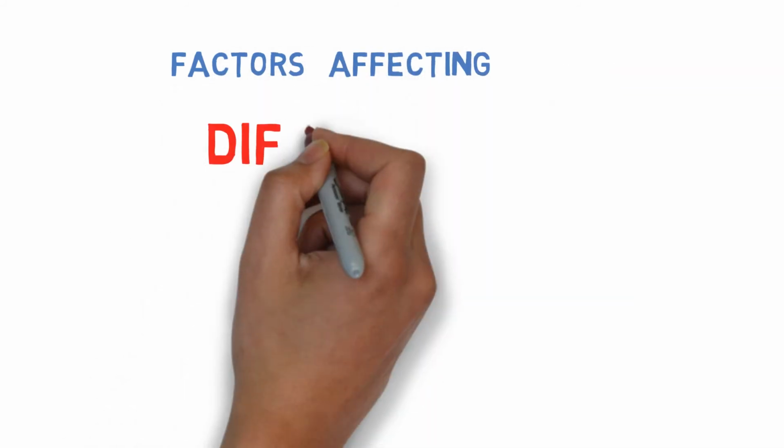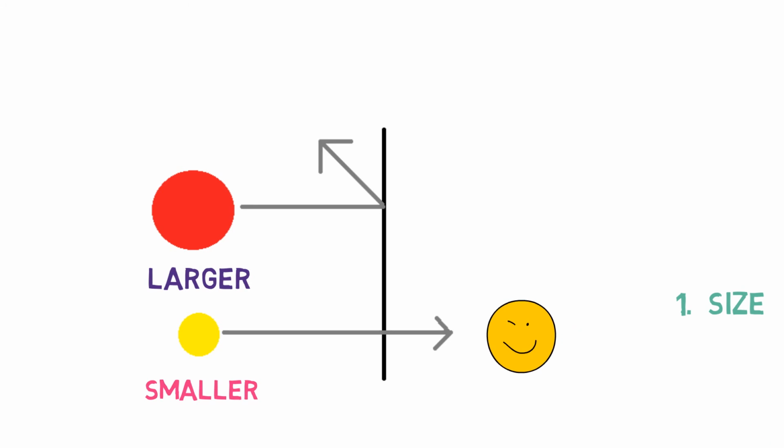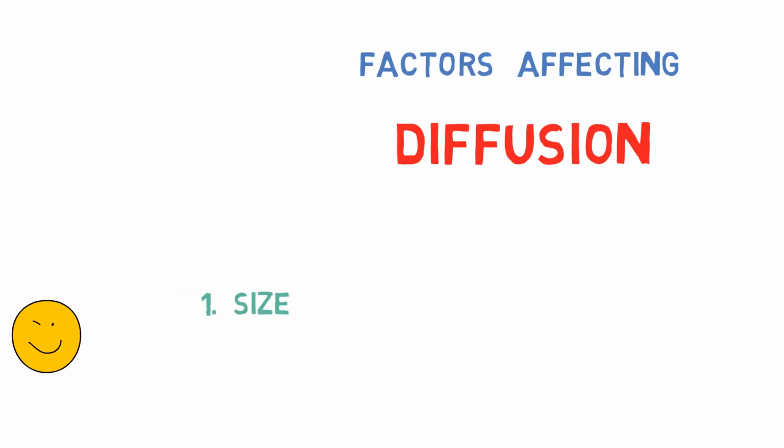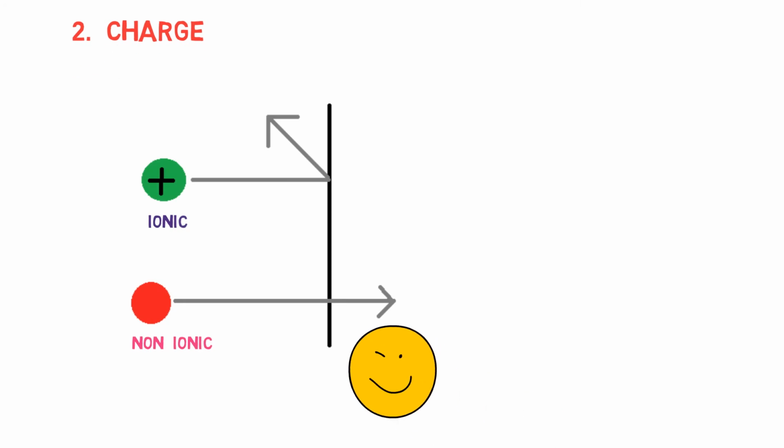Okay, now let's see what are the factors affecting the diffusion. One is the size of the particle. Smaller particles can cross the membrane more easily than larger ones. Second one, the charge of the particle. Non-ionic particles can cross more easily than ionic particles.